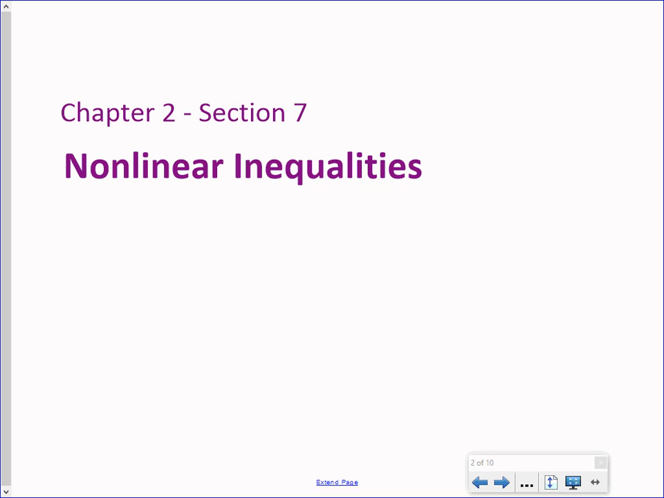So it starts with nonlinear. Nonlinear is obviously meaning not lines. So think about all the functions that we have done so far in chapter 2. Quadratic, polynomial, rational. They're not lines, they look like curves.